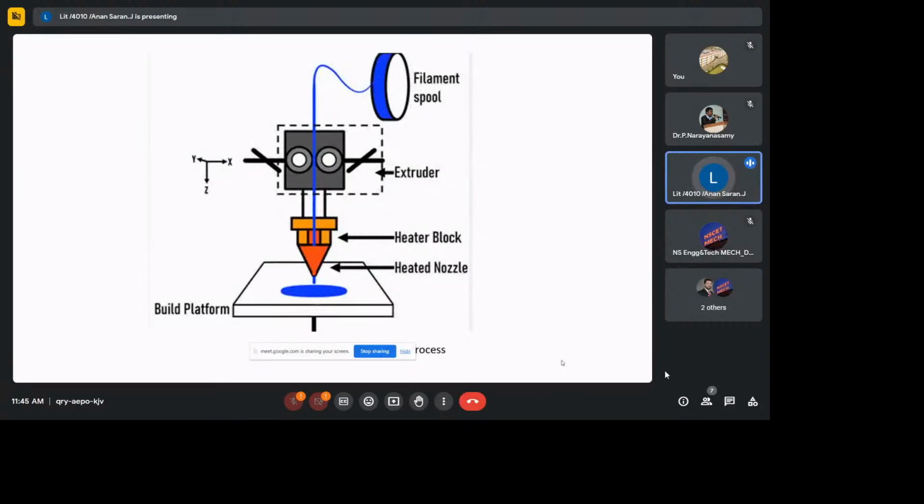and this is the exact CAD model of our 3D printer machine, sir. At the filament spool, we fix the material, and then the material goes through the extruder, and the heater block will heat the material, and the heater nozzle will lay the material onto the build platform. It will build the model, sir, according to our CAD model, sir.